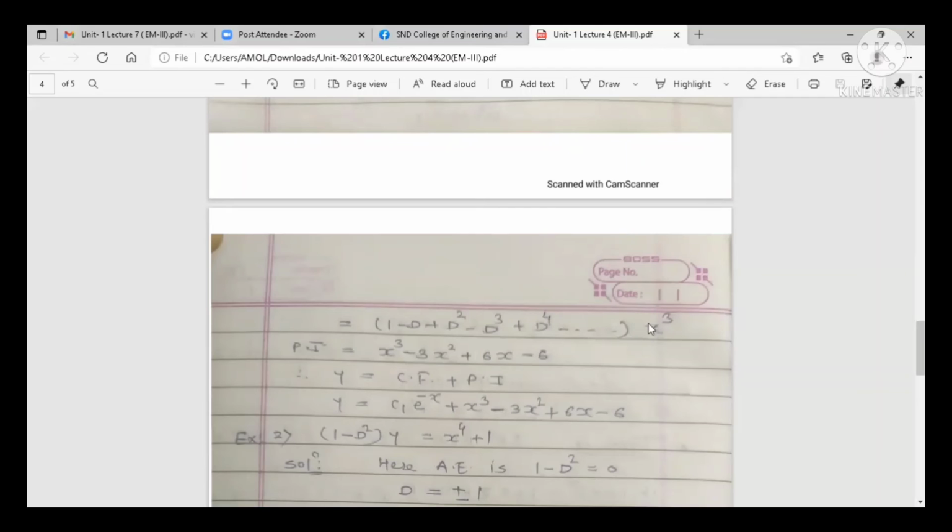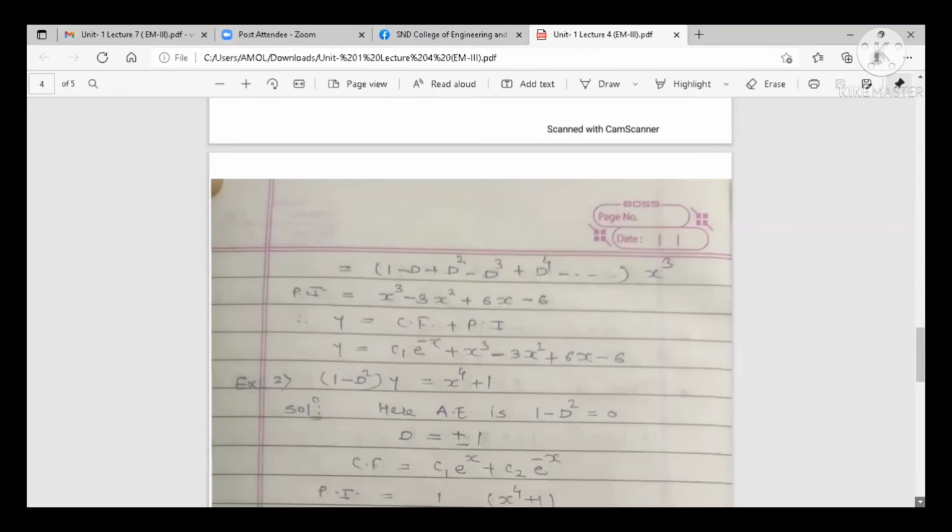D raised to 4 into x cube: the fourth derivative of x cube is 0. So there is no need to count the terms from D raised to 4. You just count the terms up to D cube because the degree of the polynomial is 3. And so this is the PI: x cube minus 3x square plus 6x minus 6. And so the general solution is y is equal to CF plus PI. You just add the complementary function and the particular integral, and you will get the general solution.